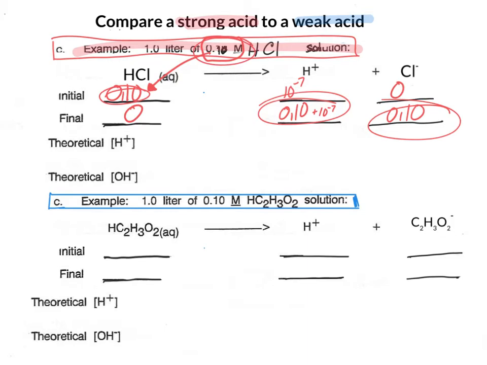The theoretical hydrogen ion concentration then is 0.1 molar, or 10 to the negative 1 molar, and our theoretical hydroxide ion concentration will be 10 to the negative 14 molar divided by 10 to the negative 1 molar, or 10 to the negative 13 molar.